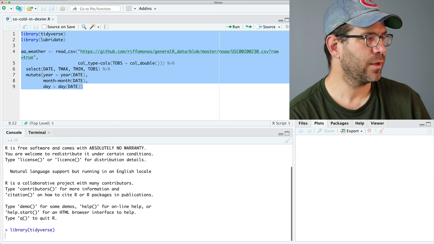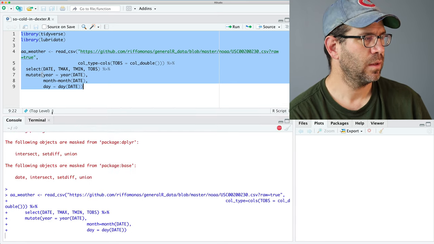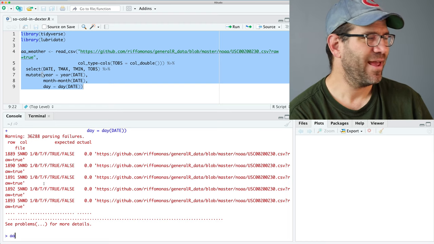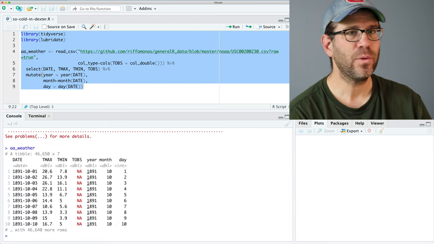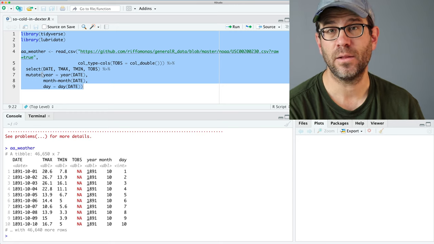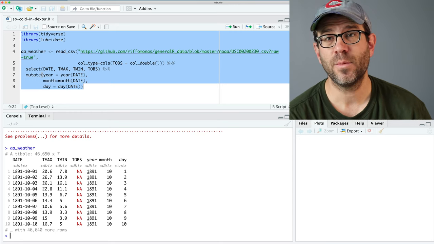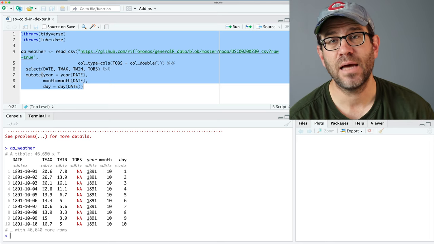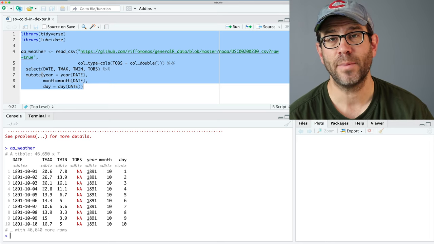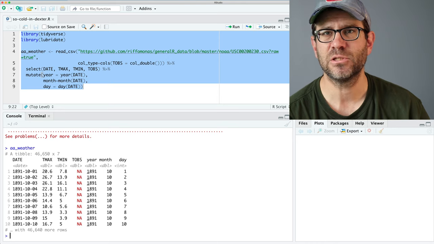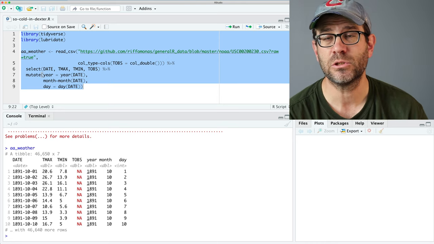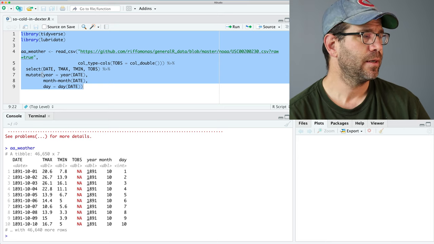If I run the whole thing, everything loads eventually. AA weather, and we get to see the data frame that we worked with a lot last week. You can also learn more about this data set by going to my general R materials that are also linked at the top right corner of the Riffimonas website. We spend about 5 sessions going through analyzing these weather data using different tools and tricks from dplyr.